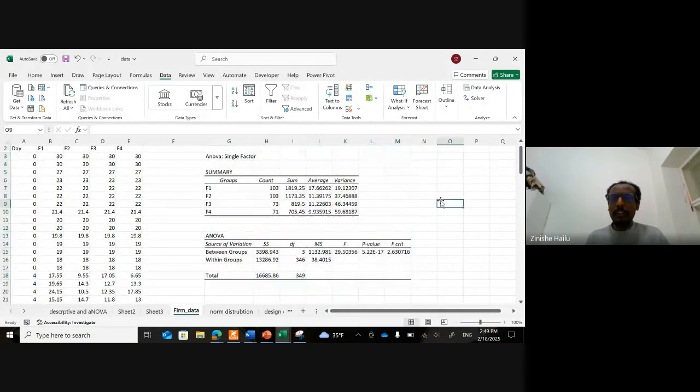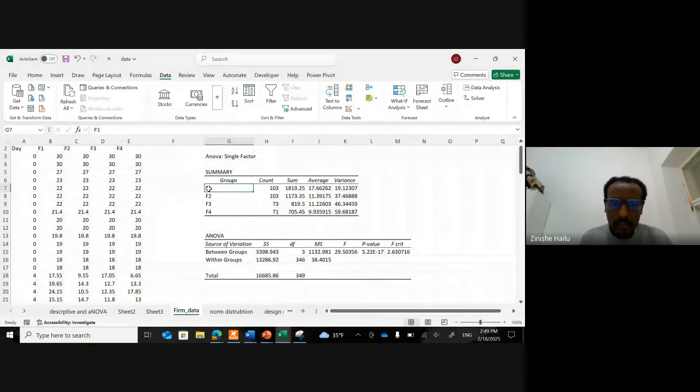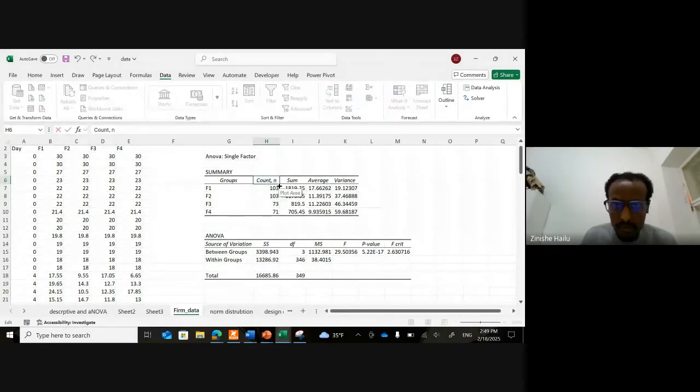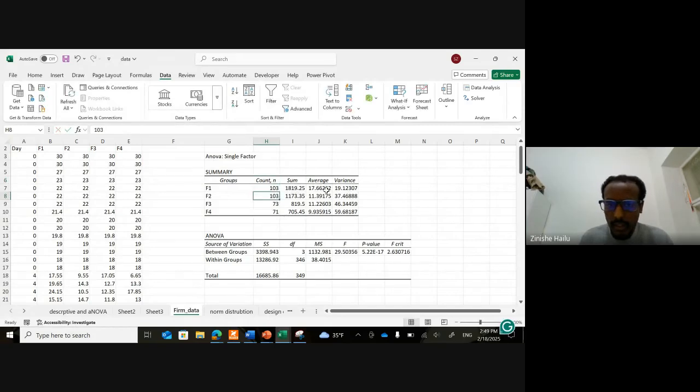So this is the summary of one-way ANOVA. Let's say we have F1, F2, F3, F4. These are the 4 groups. And we have this total sample number. For F1, we have 103. N, this is N, in other words, number of observations. And this is the mean we have. And this is the variance. From this, we can also compute the standard deviation.